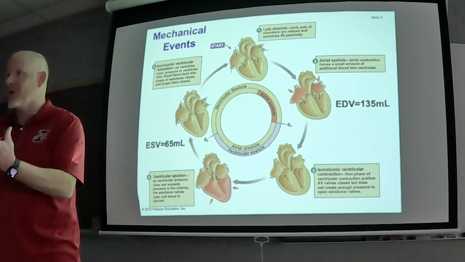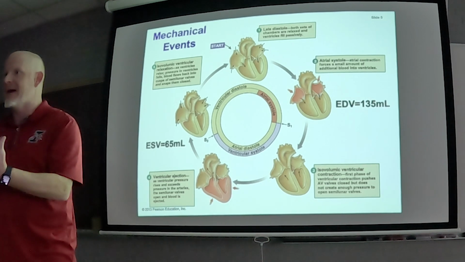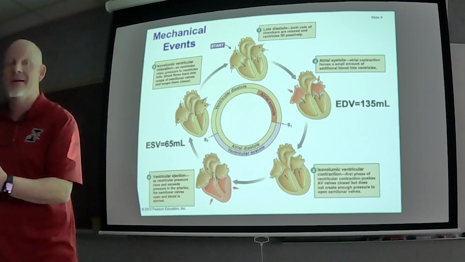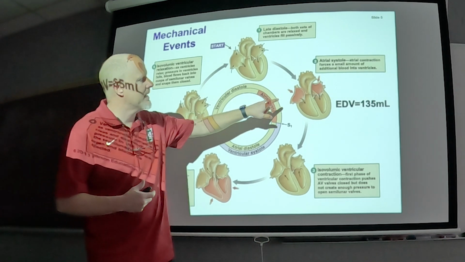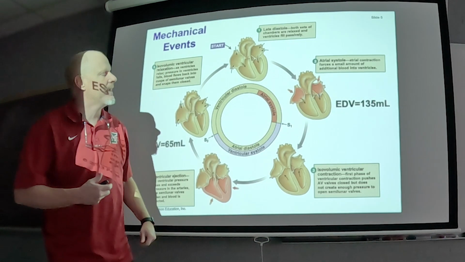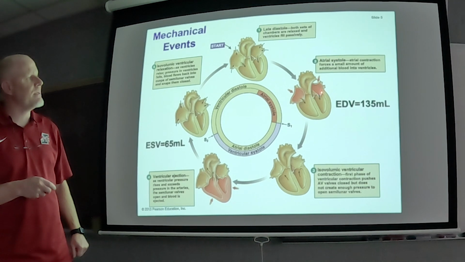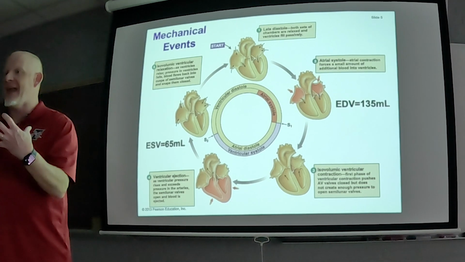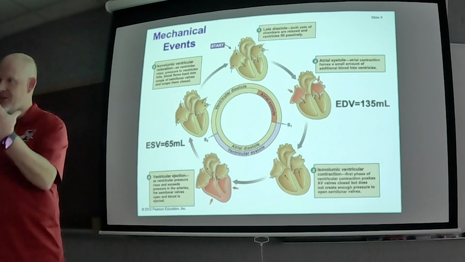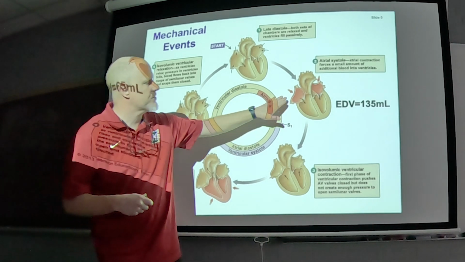It depolarizes automatically, about 60 to 80 times a minute. When it depolarizes, that spreads through the atria, and then you get what's called atrial systole. At that point, you're just going to push the rest of the blood that's in the atria into the ventricles. That is, pressure is going to build up here.